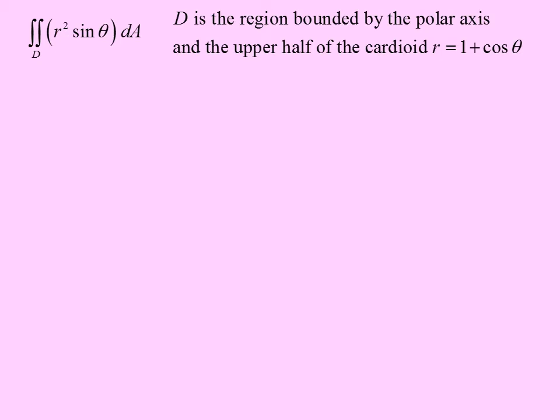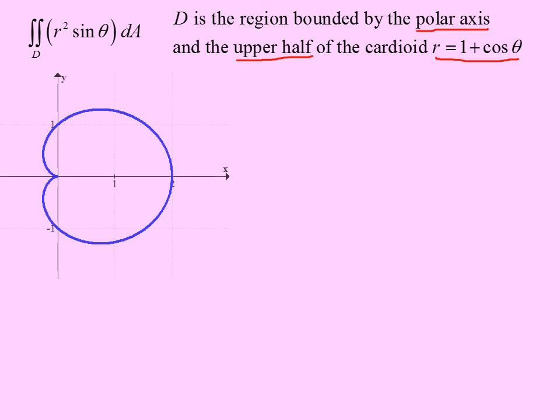So as a final example, we want to take a look at this integral. And again, we want to begin by describing the region that's bounded by the polar axis and the upper half of this cardioid. So here is a graph of the cardioid. The polar axis, remember, is the one that comes from the origin and goes out to the right. And so bounded by the polar axis and the upper half of the cardioid would be this shaded region.